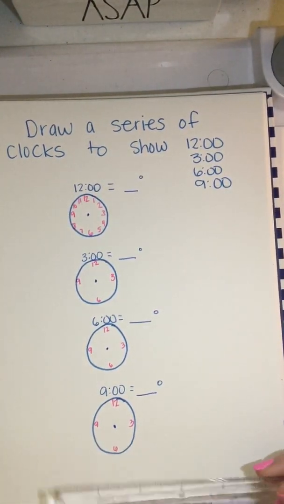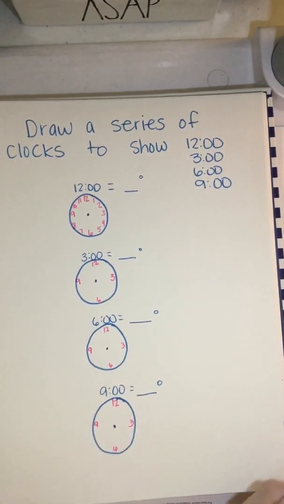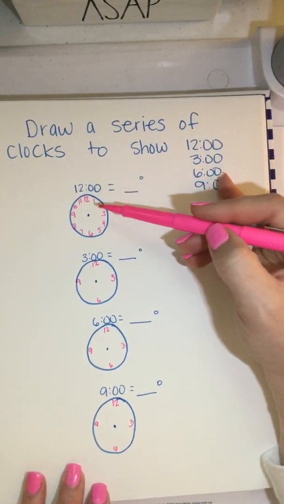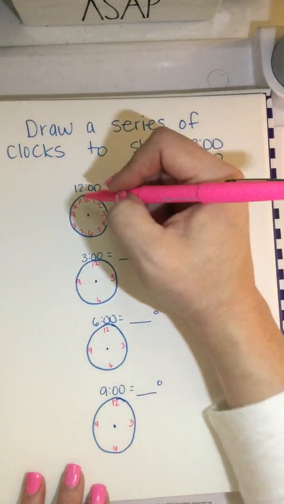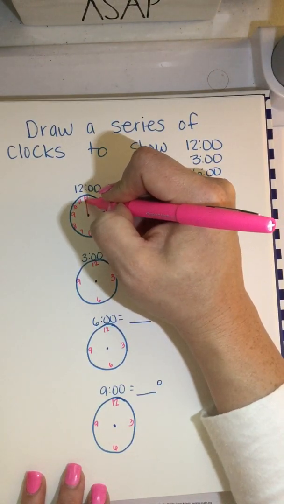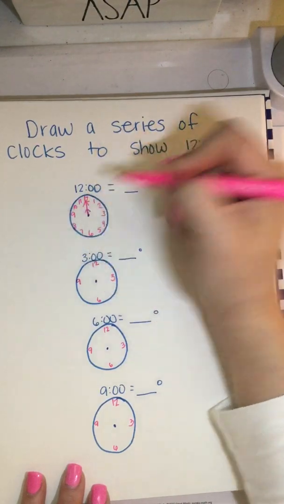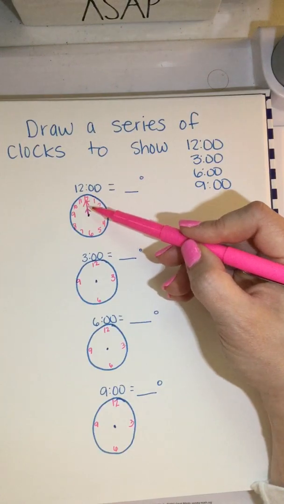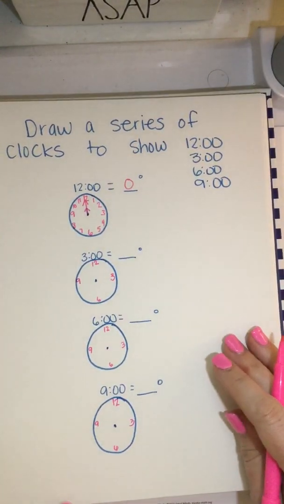But since we're only looking at 12 o'clock, 3 o'clock, 6 o'clock, and 9 o'clock, I'm just going to go ahead and leave the other numbers off. I don't really need them. Okay, but if I am showing hands on the clock at 12 o'clock, I want to know how many degrees that represents. Well, at 12 o'clock, the minute hand is at 12 and the short little hour hand is also at 12. So if both hands of the clock are in the same position, that would show me 0 degrees.